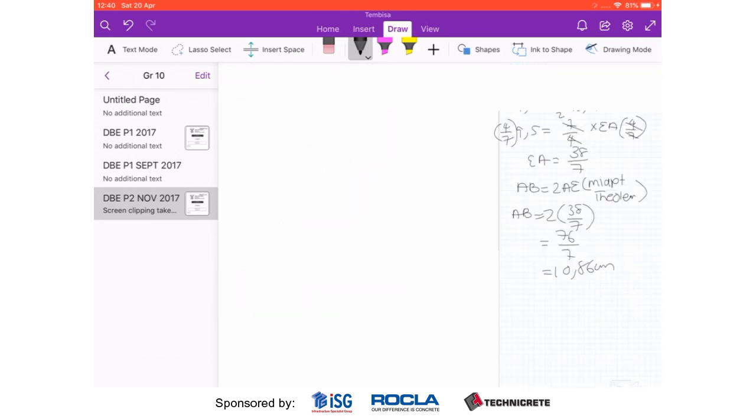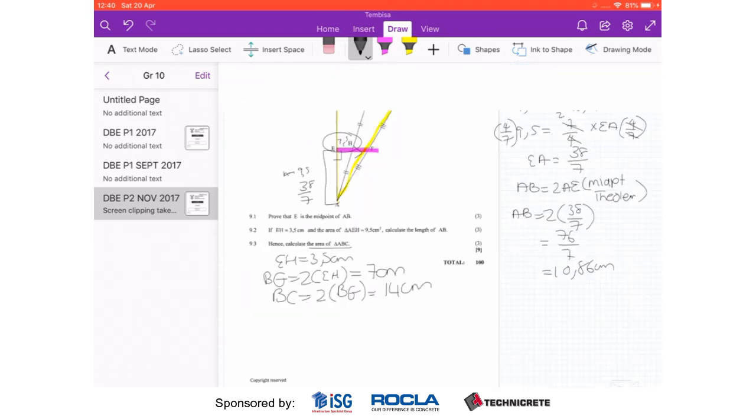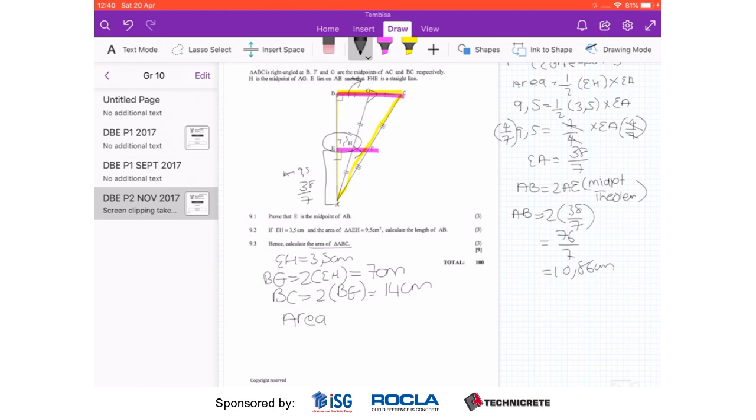Now it's very easy to find the area of the triangle. So area of triangle ABC is half of BC times AB, which we calculated. So half of 14 times 76 over 7. Make sure you use the fraction and not the rounded off version. And this, if we put into our calculator, is 76 centimeters squared.